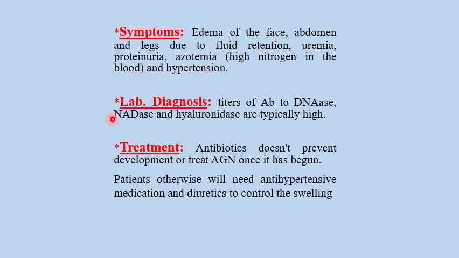Laboratory diagnosis. هنا we look after the titer of antibodies to DNAse, NADase, and hyaluronidase, which are typically high. يبقى هنا بنعتمد على these enzymes, not the anti-streptolysin O. As we said, these enzymes are responsible for the skin infections. The treatment, antibiotics don't prevent development or even treat acute glomerulonephritis once it has begun. ولكن otherwise البيشنت المفروض يعمل ايه؟ Will need antihypertensive medication, diuretics to control the swelling.